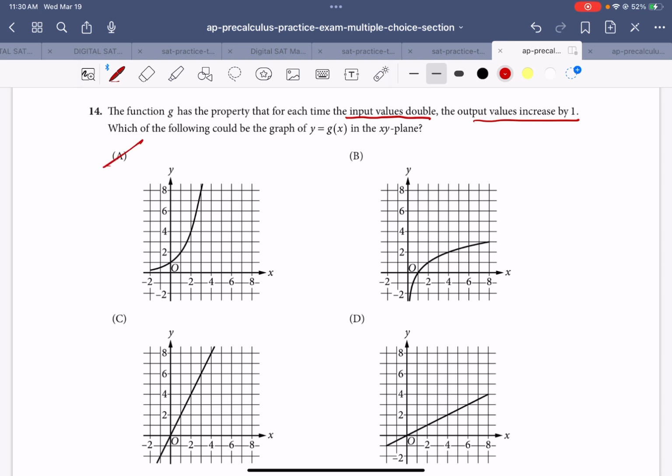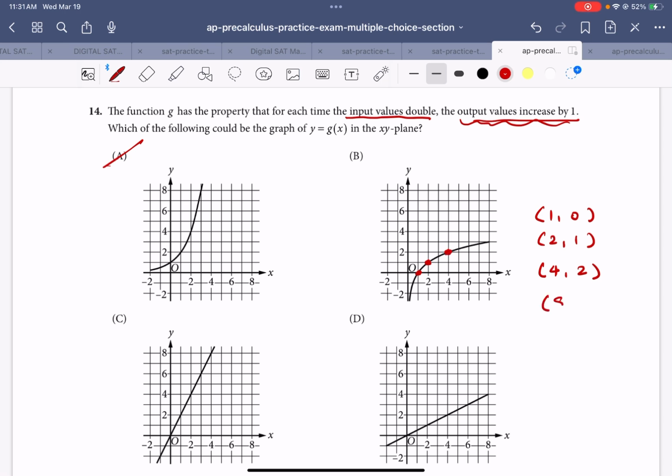Now let's look at here. If this one is 1, okay, 1 and 0, right? So your input is 1 and the output is 0. Then what if it's doubled, right? So then, okay, that is 1. So it matches with this explanation. It increased by 1. What about if the input value is doubled again? So 2 times 2 is 4. Is 4, 2 one of the points on the graph? Yes, that's exactly right.